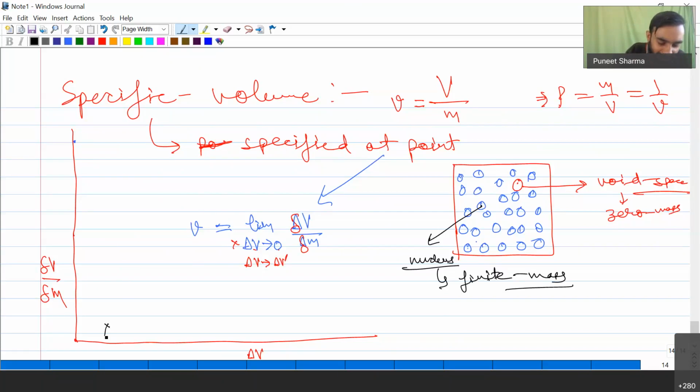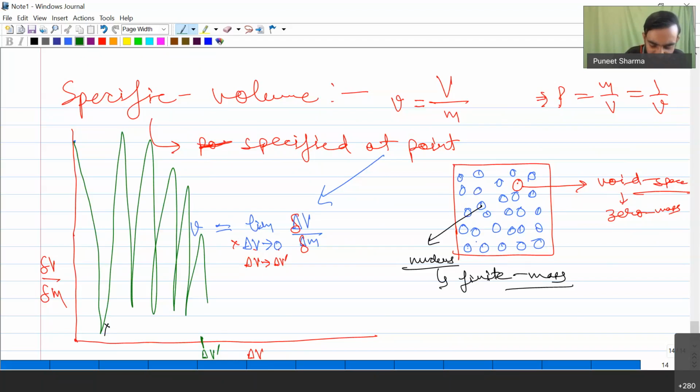Okay, so we will be finding that if our value of delta V is less than some specific value, delta V dash, in that zone we will be having significant oscillations in our value of specific volume, which will be varying from infinity to some finite value. And after this delta V dash, we will be having an almost constant value of our specific volume. Okay, so after this delta V dash boundary, we have nothing but an almost constant value. So this delta V dash is nothing but the critical volume at which our continuum assumption becomes applicable.